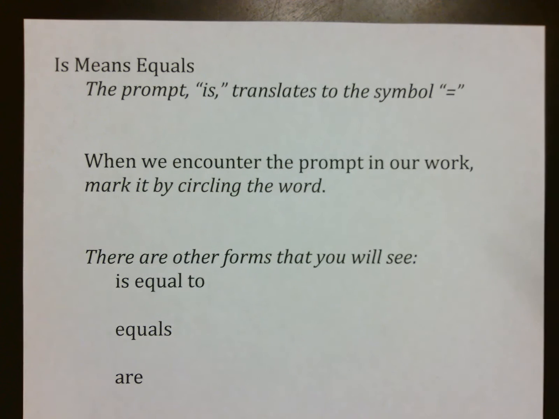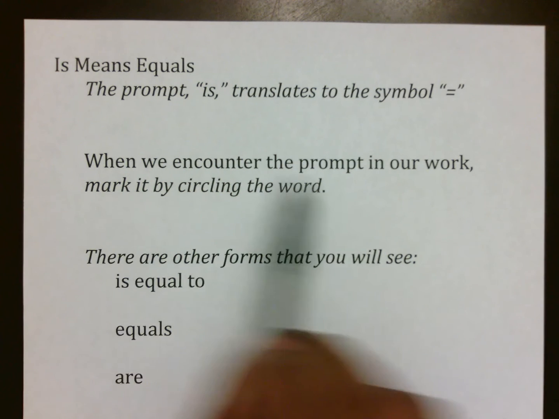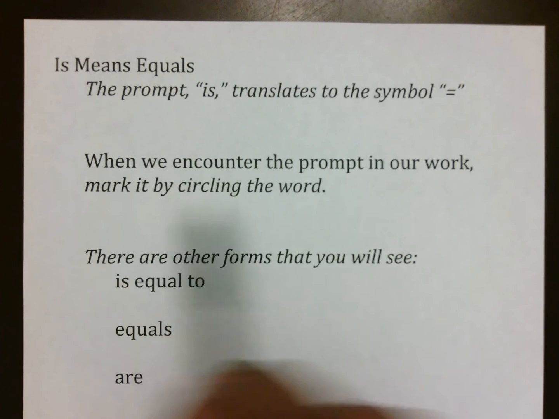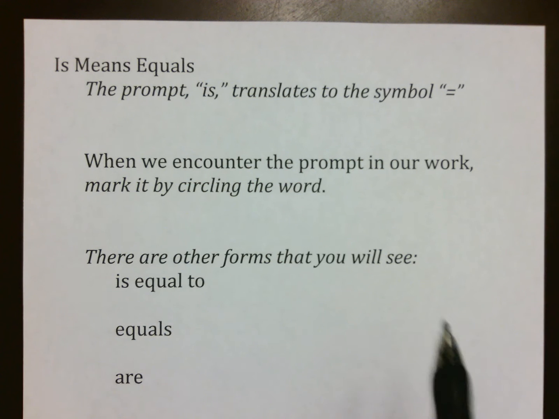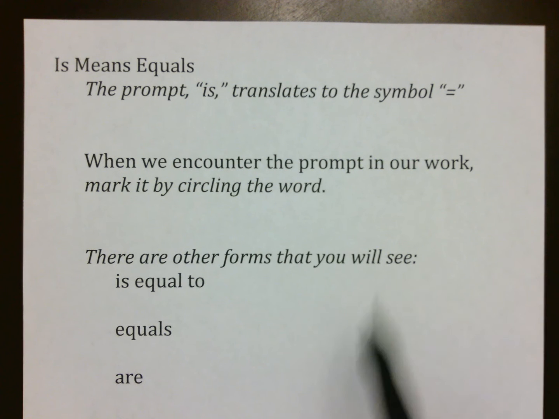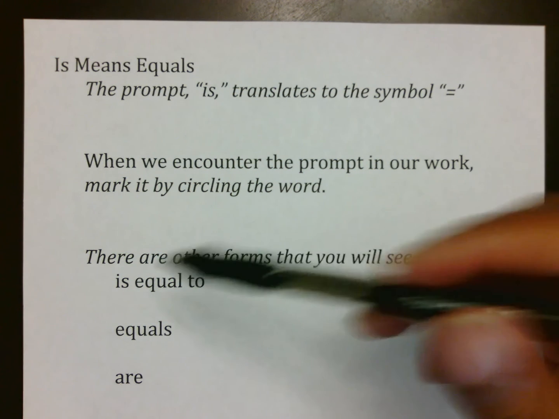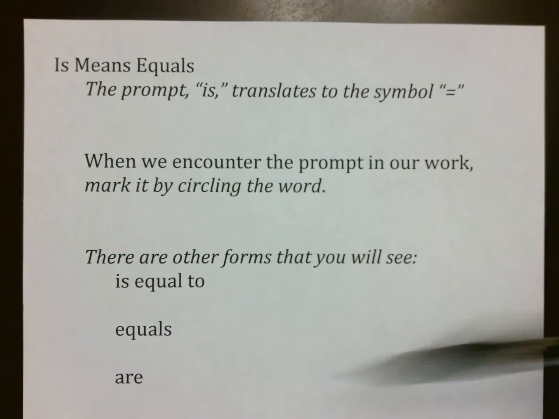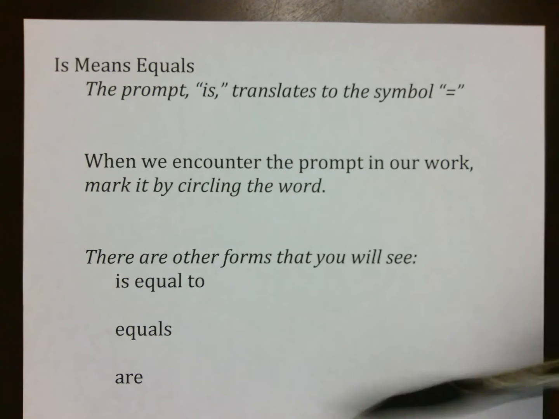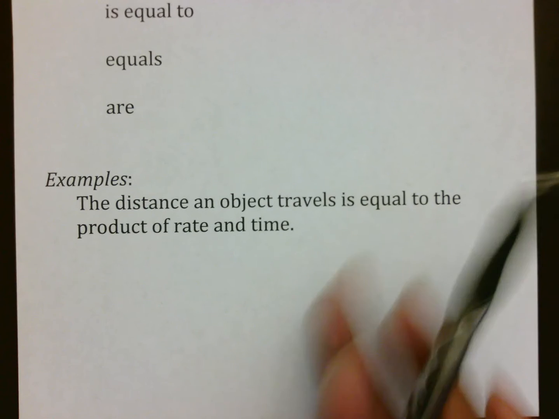When we encounter the prompt in our work, I would mark it by circling it. Again, I think that's italicized, so you might want to do that. When we encounter that prompt "is" in our work, circle it, and that gives us something else to use. Remember that we put a box or a rectangle around the operation word. We underline the numbers. Now we're going to circle the word "is," so we understand that it separates the expression. There are other forms you're going to see: "is equal to," "equals," "are." But the bottom line is making sure you understand that it just turns it into an equal sign.